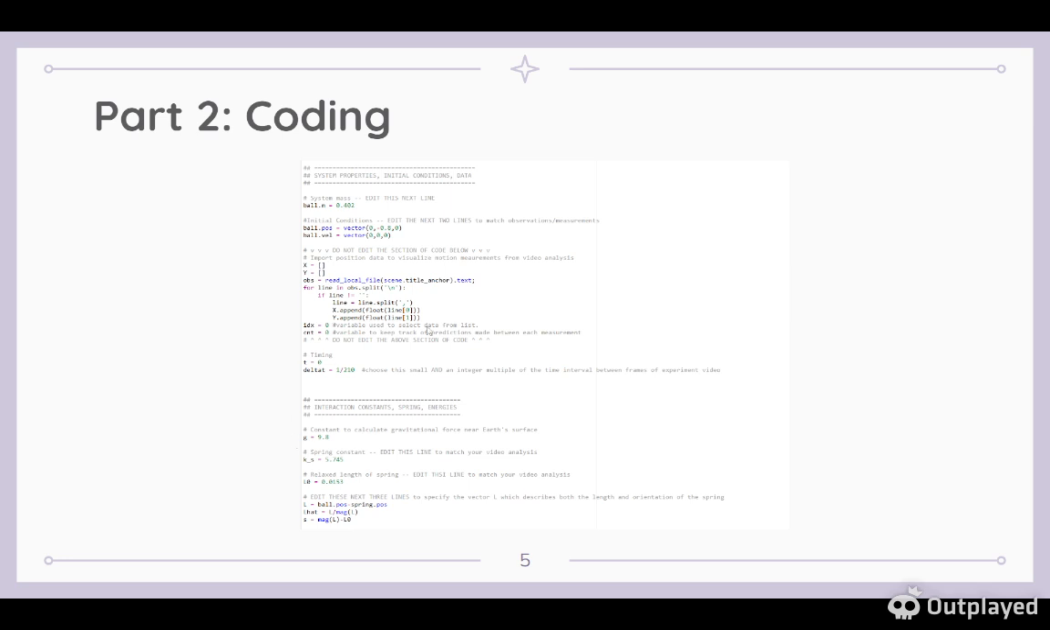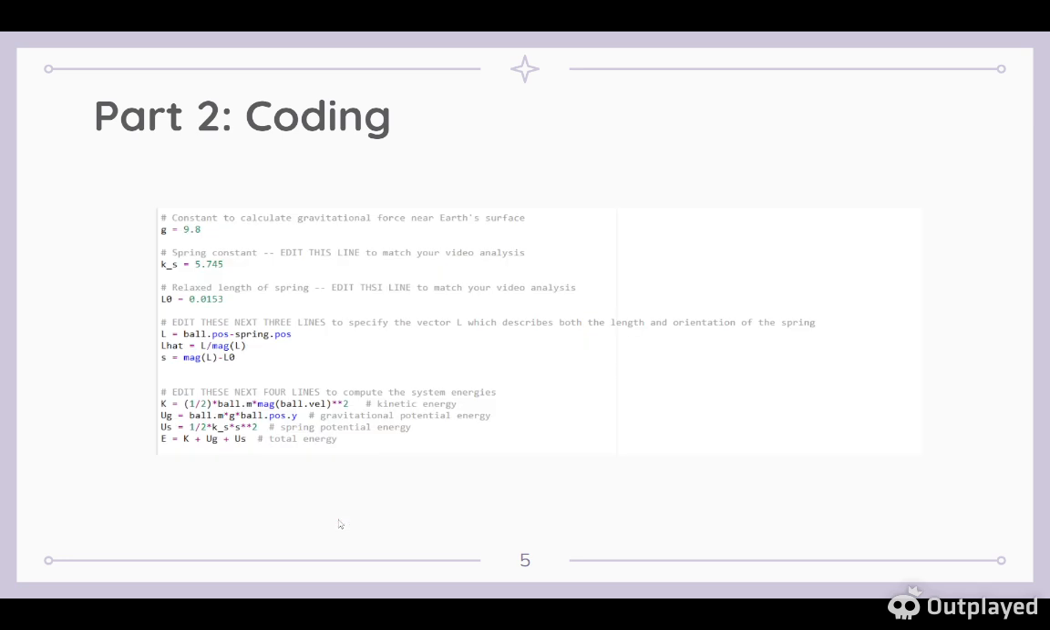Coding. So going through the code, we had to modify quite a bit of it. Most of this first code was just mass, and then delta T, we had to make sure we had a very small value. The KS value, the spring stiffness, we found to be 5.745. Relaxed length, that was that L0 value that we calculated earlier. And then we had to change the L and the L hat and the S values.